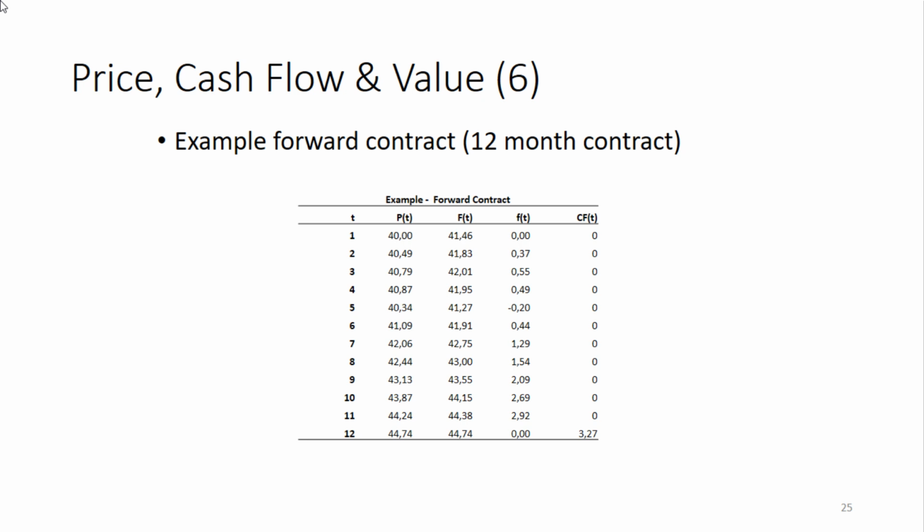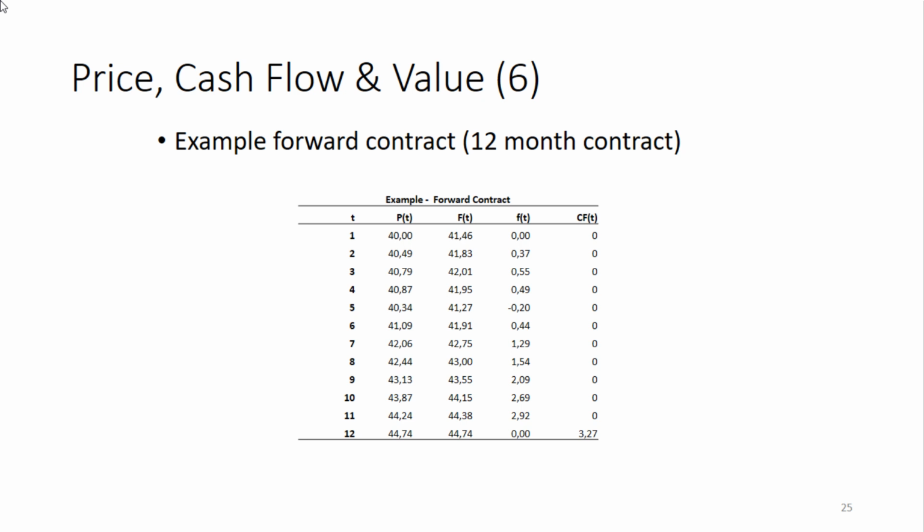So let's look at what happens at time 12. At time 12, the spot price and the forward price are equal to each other, because if I want to enter into a forward contract at time 12 to deliver a good at time 12, then actually it's an immediate delivery, which means that I deliver against the spot price, which is 44.74. So also the forward price is 44.74.